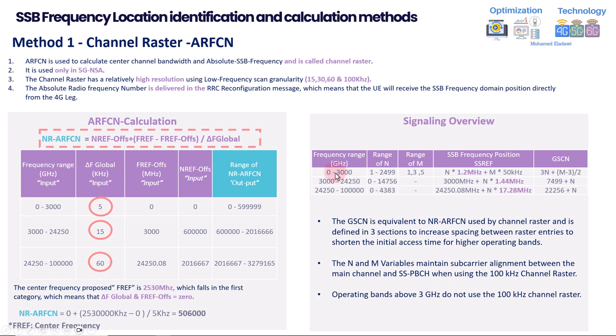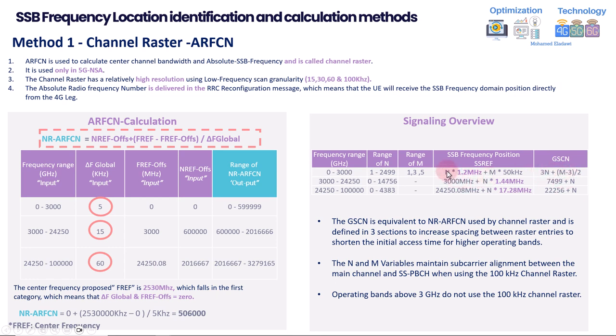So for example, if your frequency range is falling between 0 to 3000, you need to use this formula. As you can see here, the highlighted one, which is N multiplied by 1.2 megahertz plus M multiplied by 50 kilohertz. And this is the GSCN formula, in case you would like to calculate the frequency in megahertz. And if you'd like to calculate the GSCN, it's equal to 3 multiplied by N plus M minus 3, divided by 2. So this is the formula.